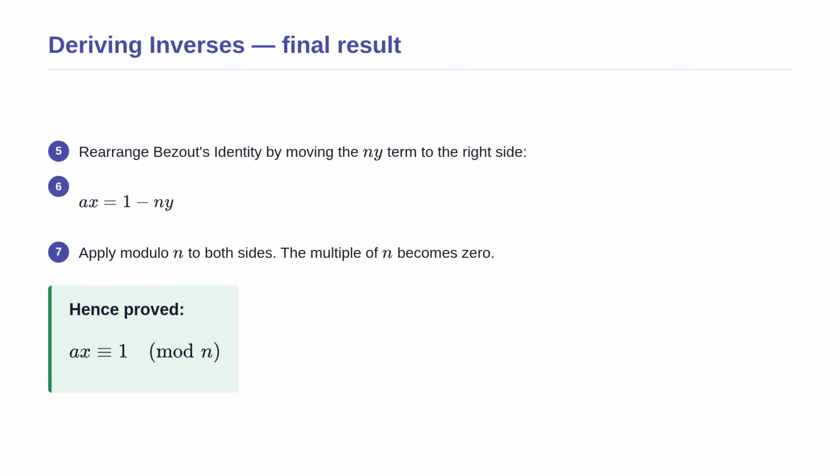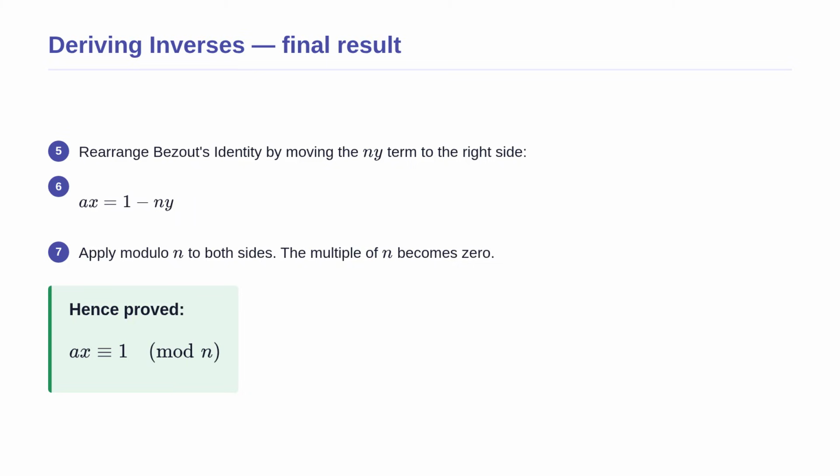Now that we have Bezout's identity, let us manipulate it. We can rearrange the equation by moving the n times y term to the right side. This gives us a times x equals 1 minus n times y. This shows that the product of a and x is exactly 1 unit away from a multiple of n. In the world of modulo n arithmetic, any multiple of n is treated as 0.